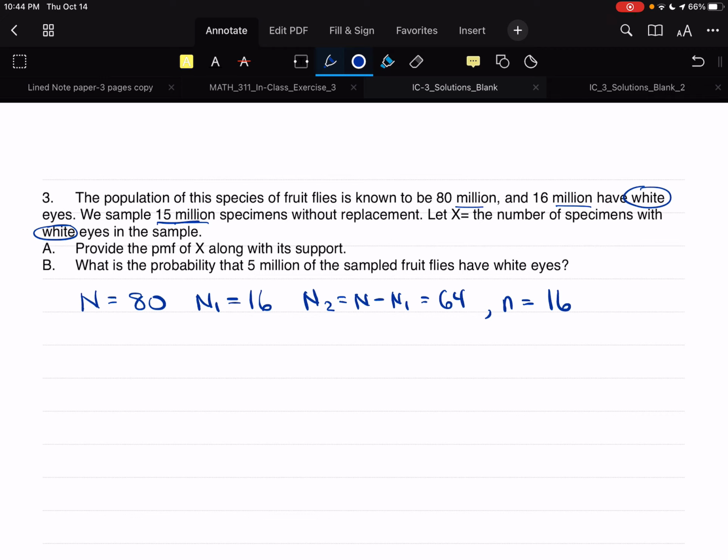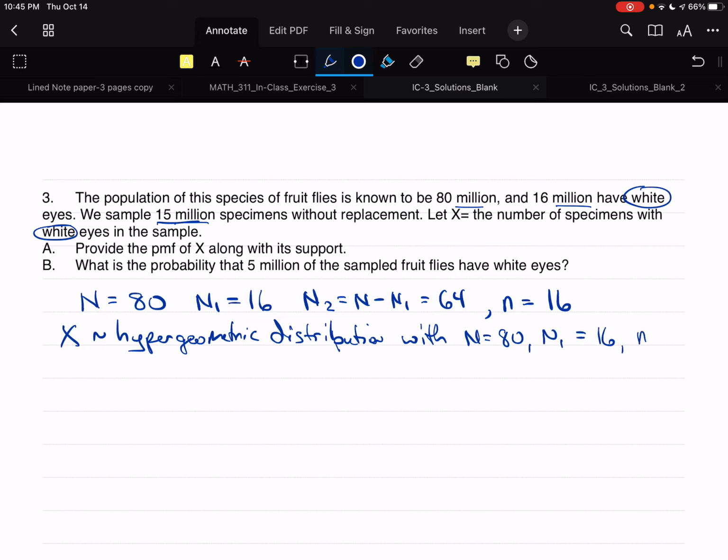And what we have is a hypergeometric distribution. So X is a hypergeometric distribution with capital N equals 80, N1 equals 16, and little n equals, I wrote this wrong, it's 15 million. Little n, the sample size, is 15 million.